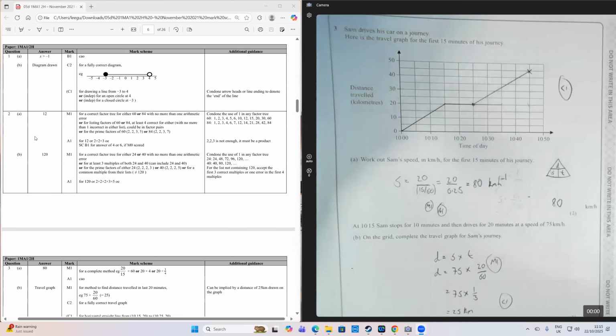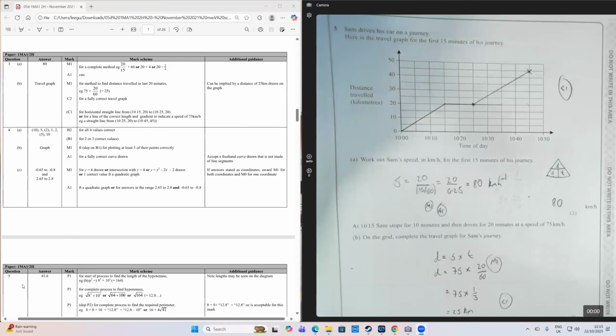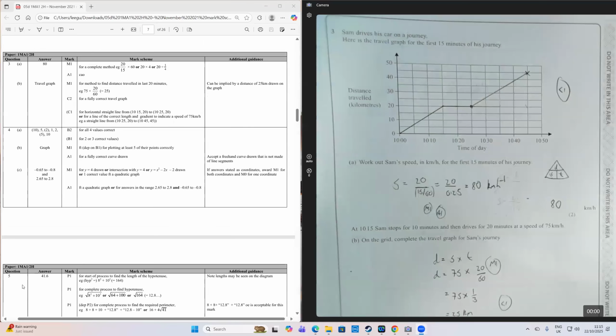Question 3. Question 3, what does it say? There's the mark scheme so you can see where the marks are. Sam drives his car on a journey. Here is the travel graph for the first 15 minutes of his journey. Okay. Work out Sam's speed in kilometers per hour. Okay. For the first 15 minutes of the journey.